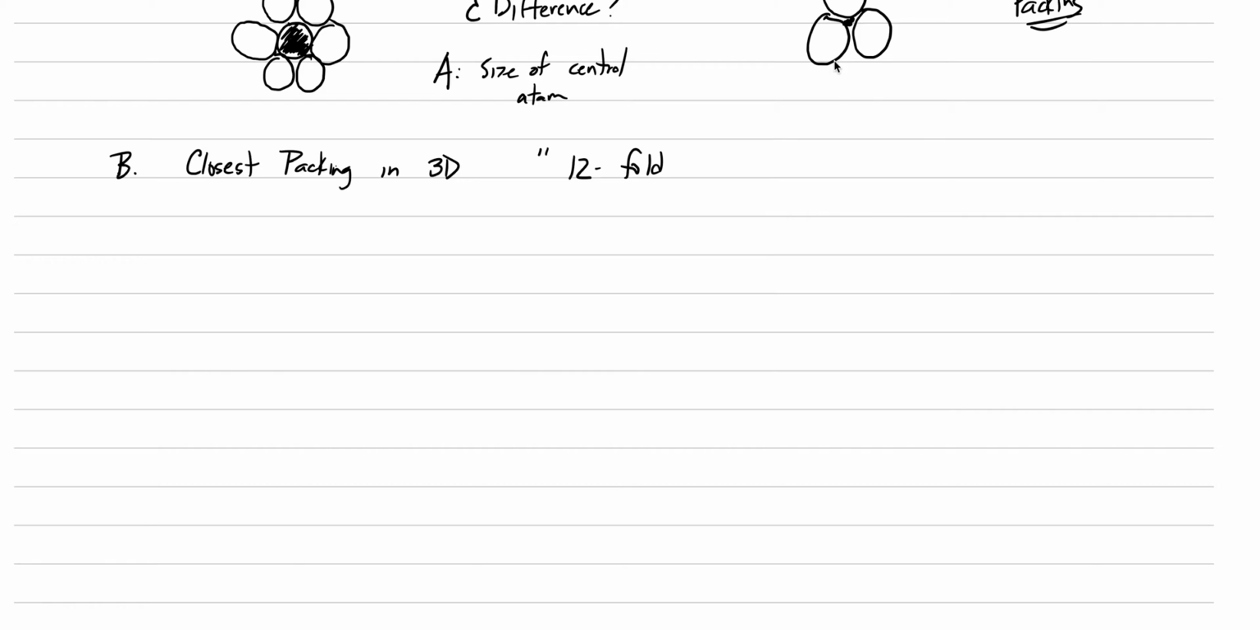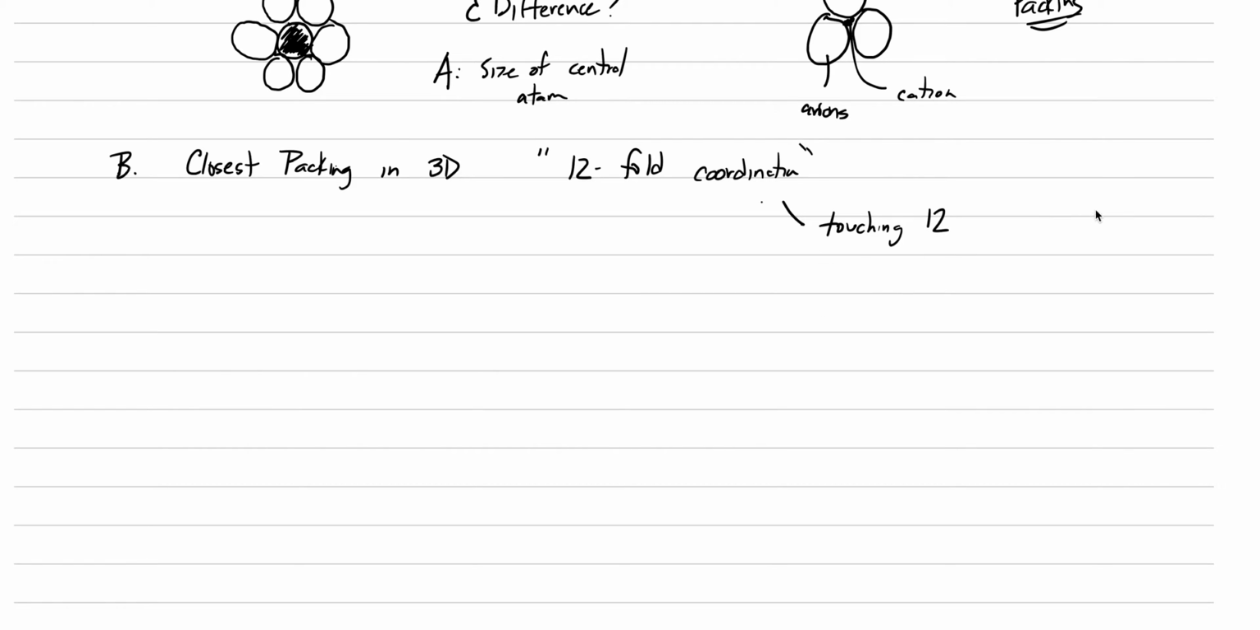You can actually get 12 different cations or anions surrounding a single cation. I keep saying that these outer ones are anions and the central one is a cation, because that's the way it actually plays out. But the textbook starts by talking about them as just atoms. All right, so 12-fold coordination means that in 3 dimensions the central atom is touching 12.